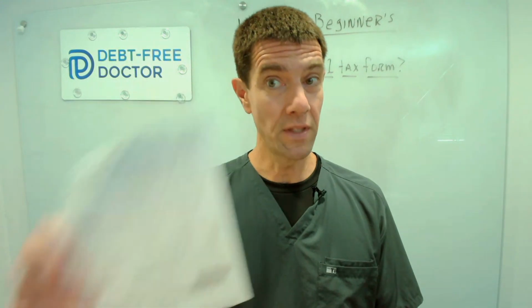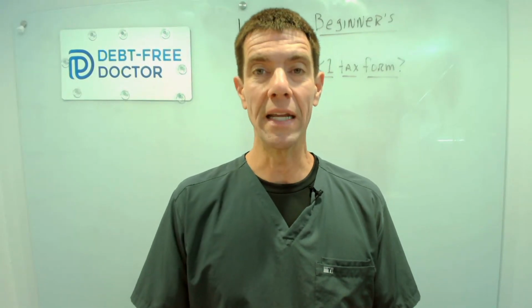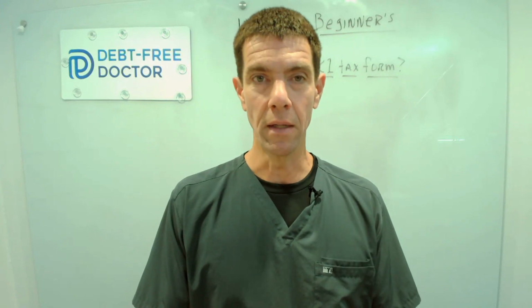You just got your first K-1 and you're thinking, what in the world is this thing? Don't worry, you're not alone. In this video, what I'm going to do for you is walk you through a real K-1 tax form. It's actually from one of our RV park syndications, step by step. So if you're a passive investor and this is your first time getting one of these forms, this video is going to be exactly what you need.